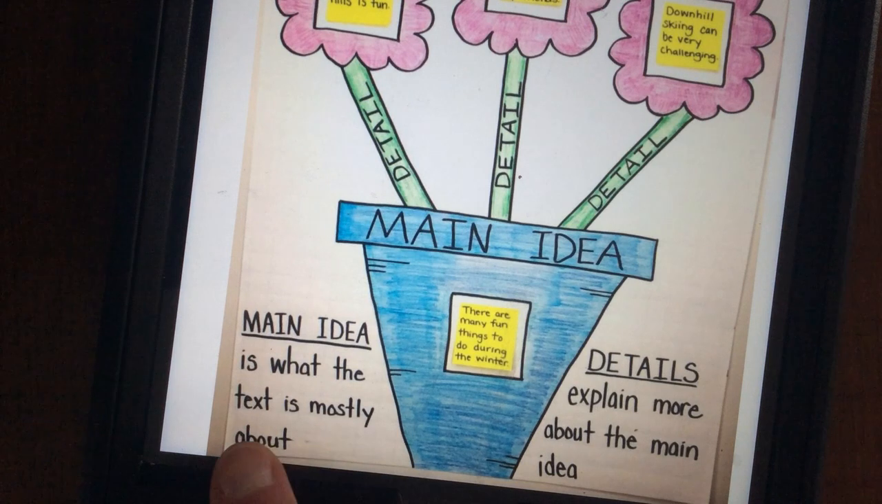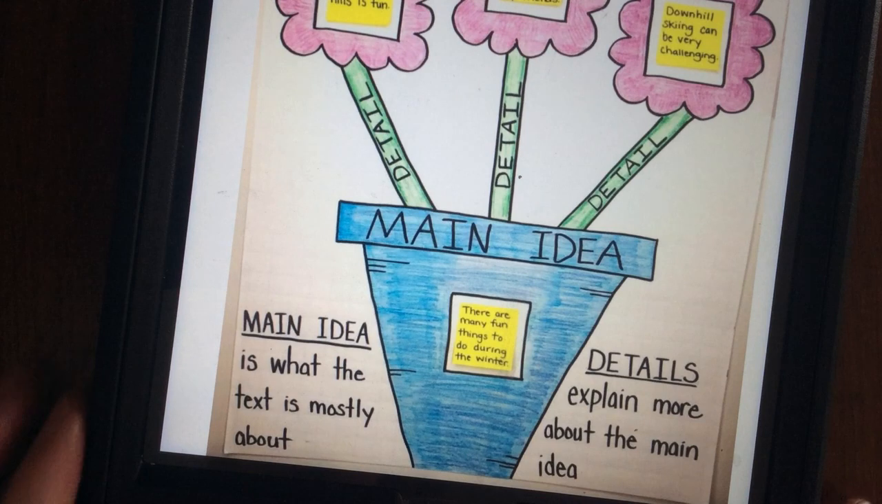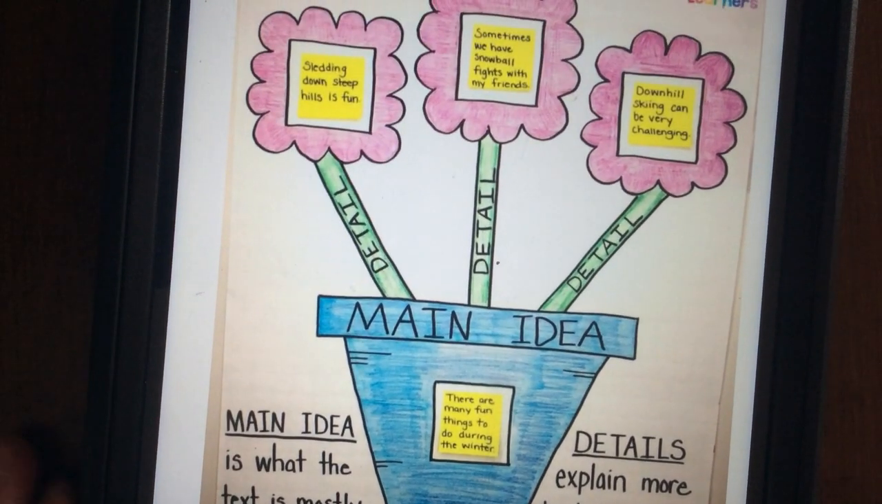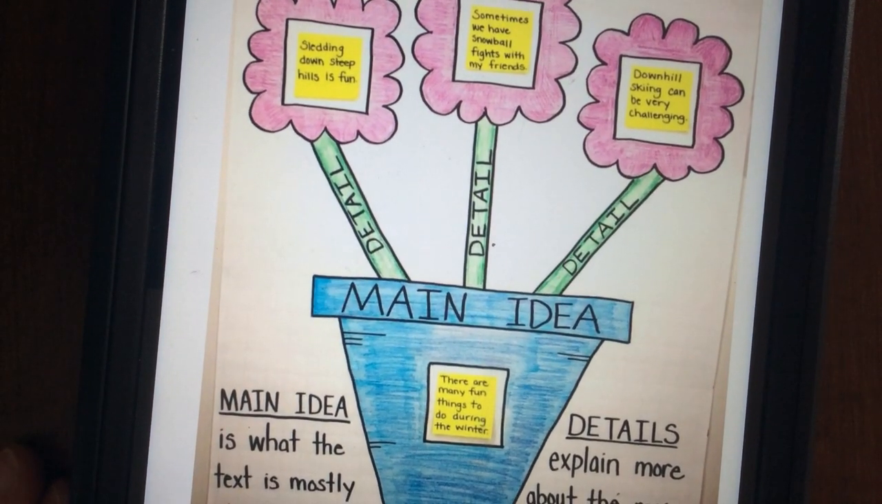All right, so when we're talking about main idea and details, you know that the main idea means what the text is mostly about. We've talked about that a lot, haven't we? And the details are something that explains more about the main idea. So I found this anchor chart that kind of helps you to explain it. So it's kind of like a flower pot, and the flower pot is like the main idea, and then the flowers that are growing in the flower pot are like the details.